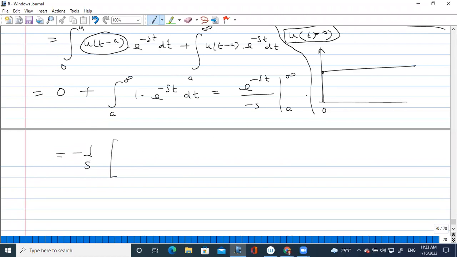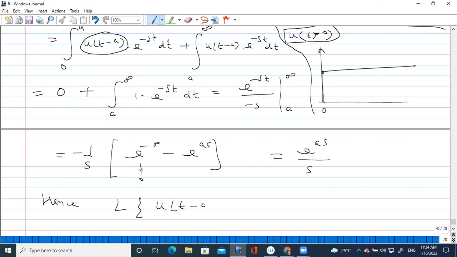Now minus 1 by s times, minus e to the power minus infinity minus e to the power minus as. S is also there, no? In place of t I am writing a. So it will give you 0 minus, minus plus, so the answer is e to the power minus as by s. So you can say Laplace of unit step function u(t minus a) is equal to e to the power minus as by s.